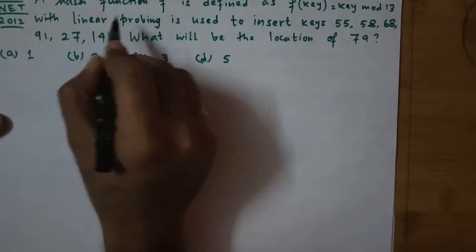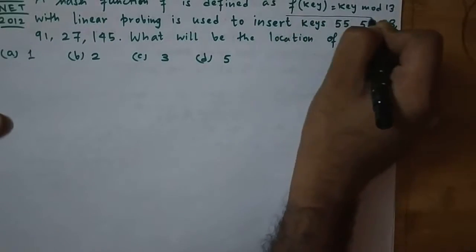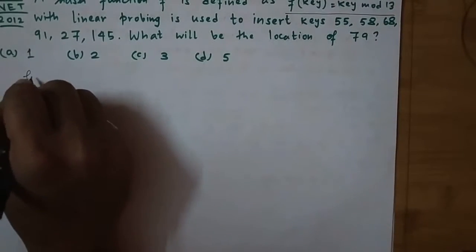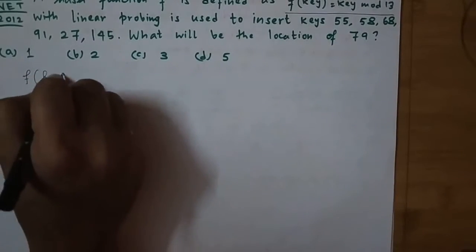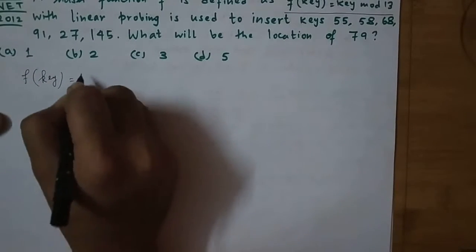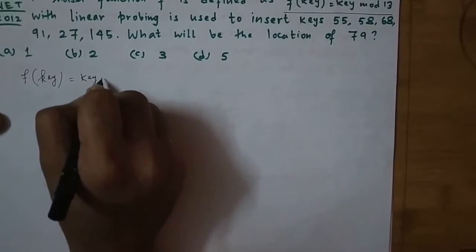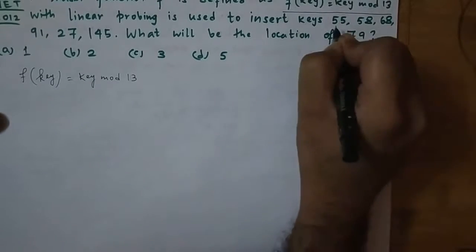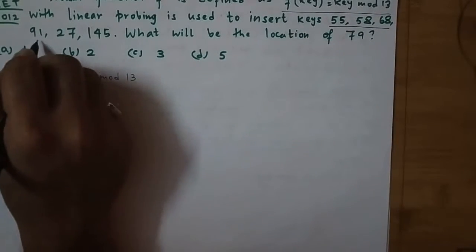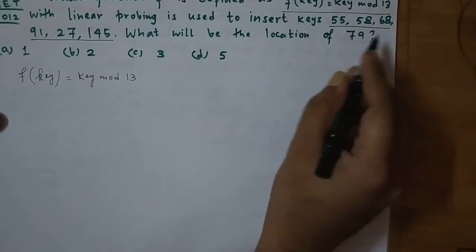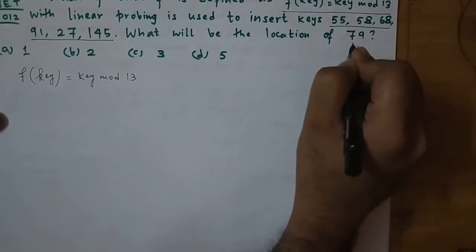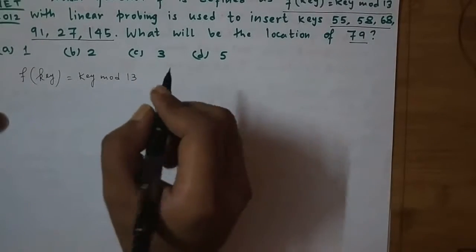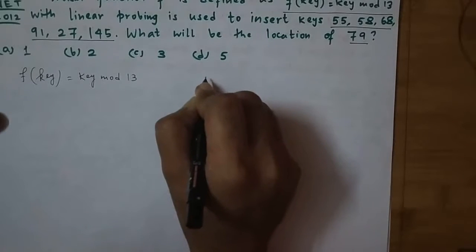In this question we have been given the hash function. My hash function is f of key is key mod 13, and what are my key values? These are my key values: 55, 58, 68, 91, 27, 145. We are also asked to find the location of 79, which is another key value. The thing is, what is the size of my hash table?